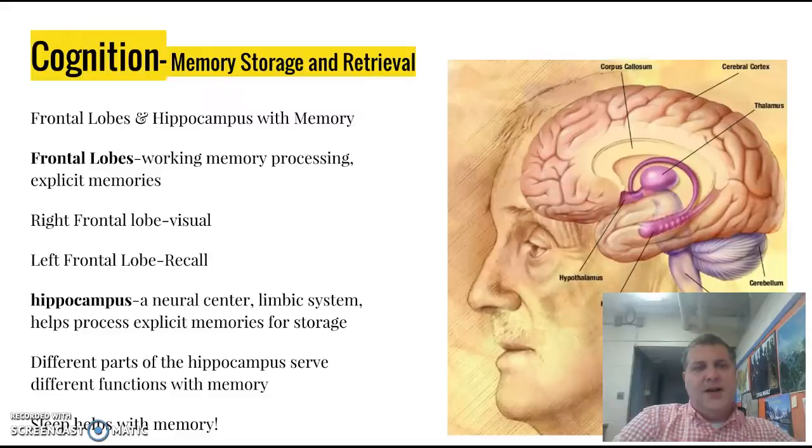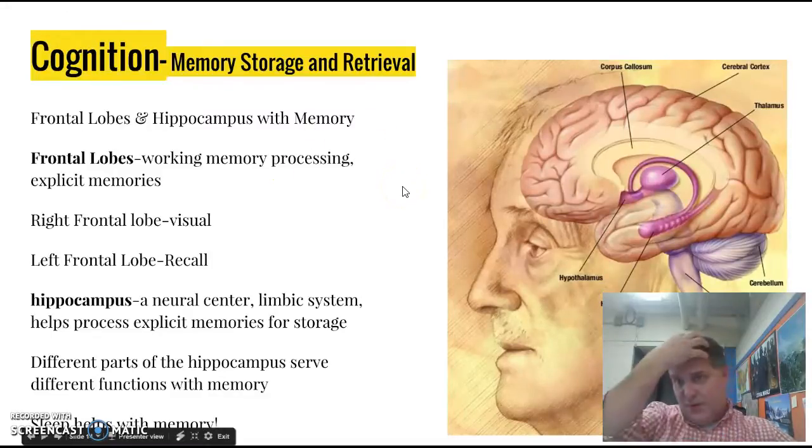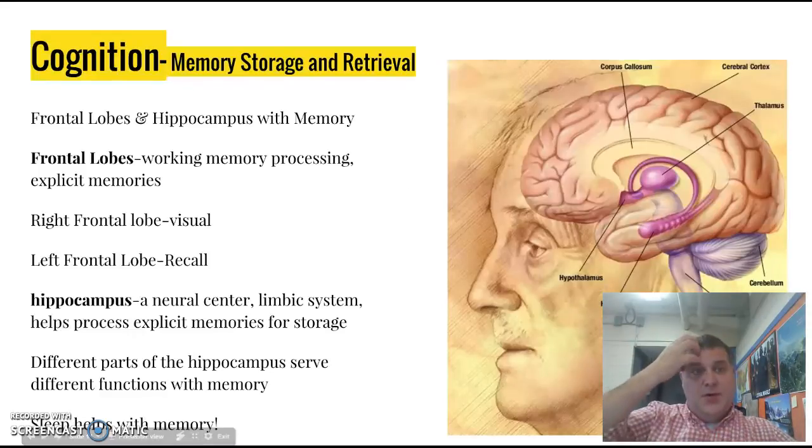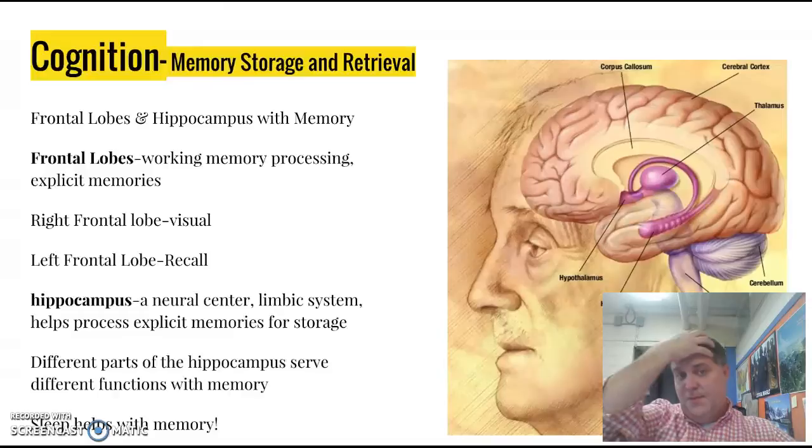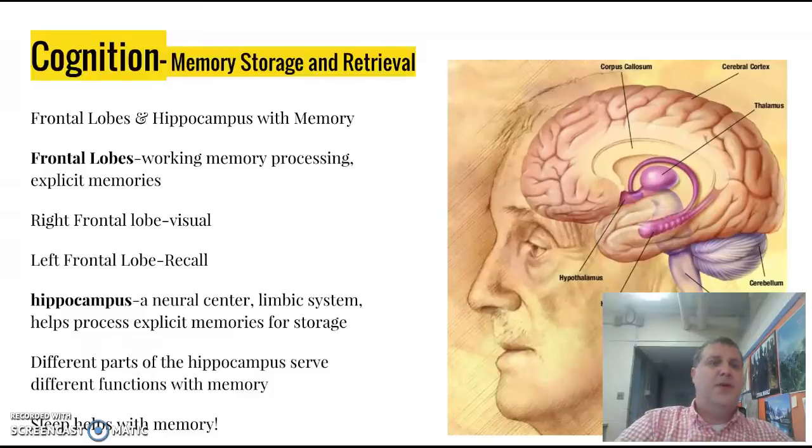We looked at biology last unit, so we're going to look at it again right here. The frontal lobes: remember the frontal lobes, where is that? Where it's located on your body. The right side is going to help you understand the memory process, or the front of the frontal lobes is going to help you understand the memories. The right frontal lobe is going to help out with visual. The left frontal lobe is going to help out with recall.